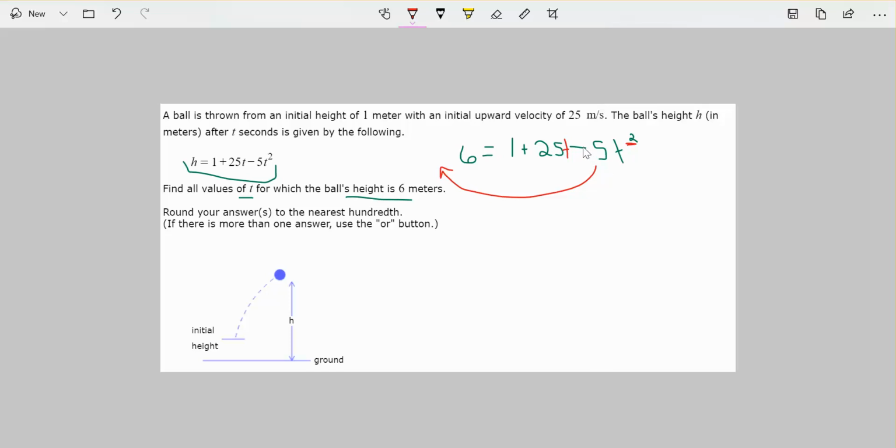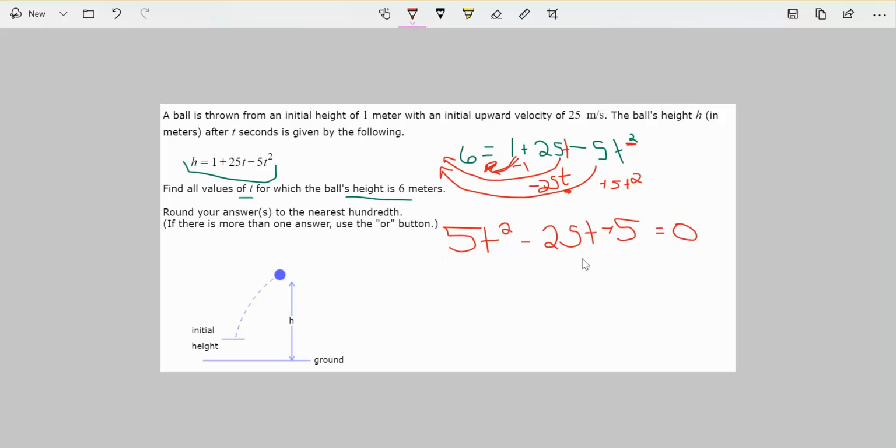So to move the negative 5t squared, I'm going to add 5t squared to both sides. To move the 25t, I'm going to subtract 25t from both sides. And then to move the 1, again, I'm going to subtract 1 from both sides. So add 5t squared, it's the only squared term, so I get 5t squared, minus 25t, it's the only term with just a t on it, not t squared, and then I'm subtracting 1. Well, if I subtract 1 from 6, since neither of those have a variable, I can do 6 minus 1, and I get positive 5. And I set the whole thing equal to 0.